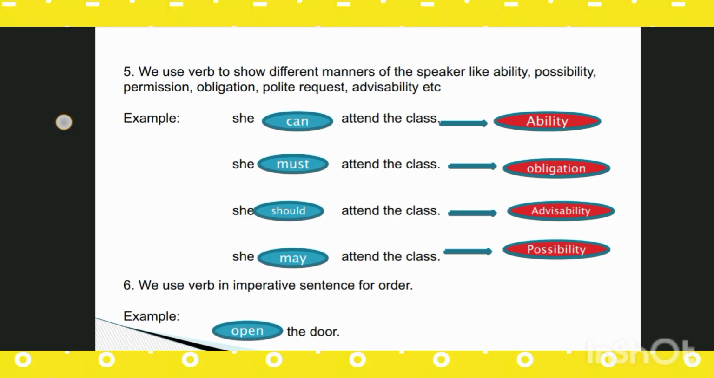I want to explain about can so that you understand easily. Can shows ability, and she must attend the class because it is obligation. She must attend the class.